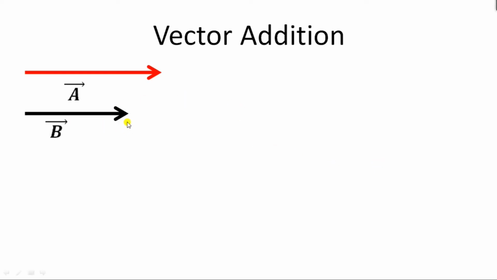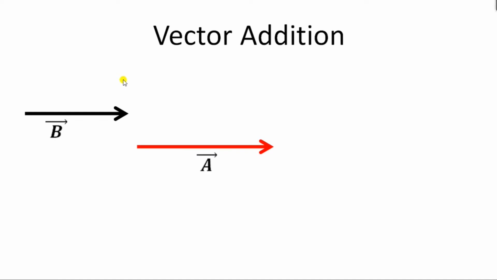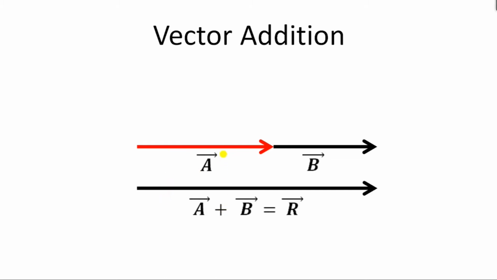Now we will represent vector addition by pictures. This is vector A and the direction of A is towards the right, and we have another vector B and the direction of B is the same as the direction of A. So I'll shift this vector A here and this vector B here. The length of the resultant will be the length of A plus the length of B. Here R is the resultant vector, which is equal to the sum of the two vectors.